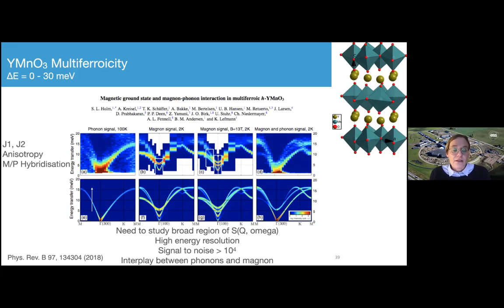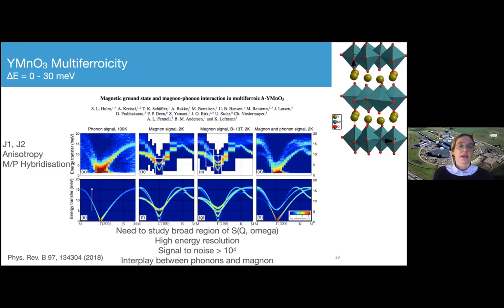In order to get such data, we need to study a broad region of both energy and wave vector transfer. As you can see, you need very high energy resolution and both Q and energy resolution. You need a very high signal to noise. These data sit quite close to the elastic line where the Bragg scattering, as I said before, will dominate the inelastic scattering. So you need to make sure that everything is very clean. And this allows us to understand the interplay between phonons and magnons.